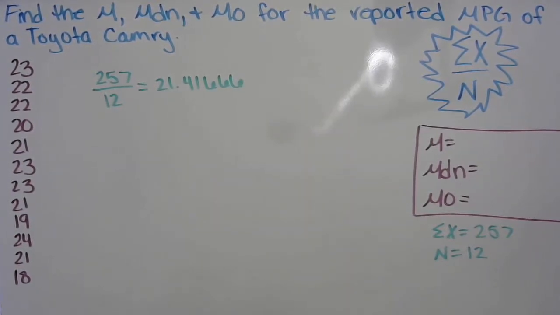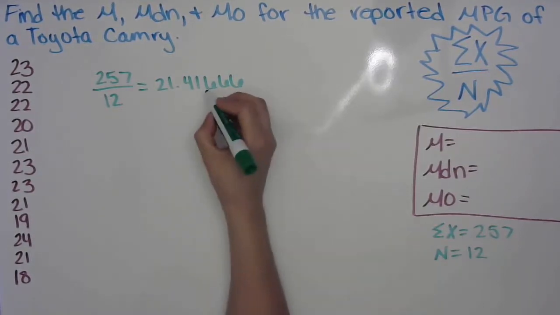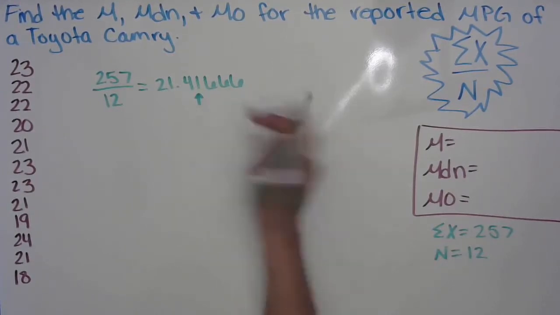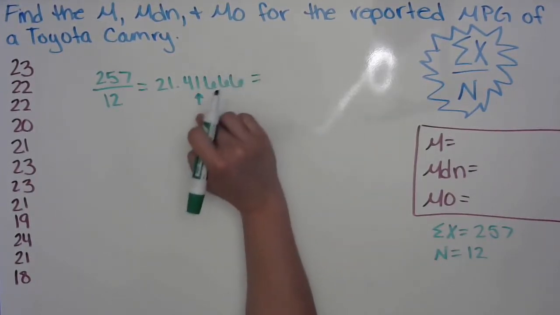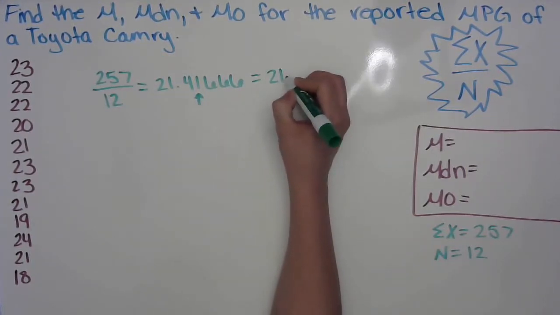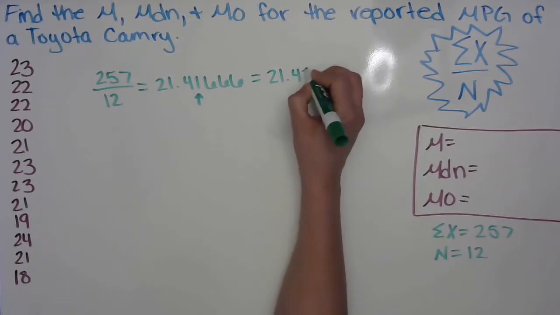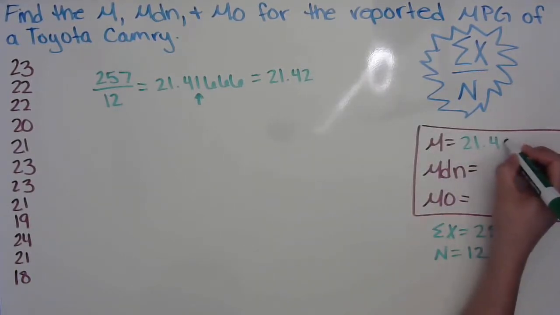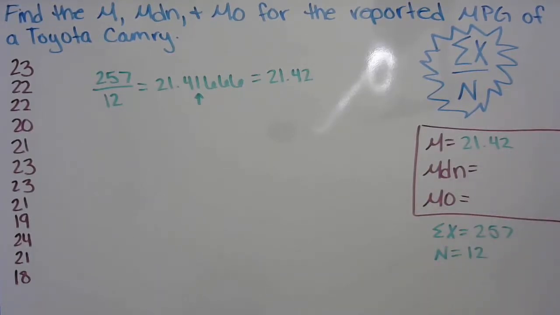21.41666. Okay, now in statistics, we always round to 2 places. So we're going to round to this number here. Now, since this number is above a 5, this number here, the 1, is going to go up. So our final answer for that will be 21.42. So our mean is going to be 21.42. Okay, so let's find the median and the mode.